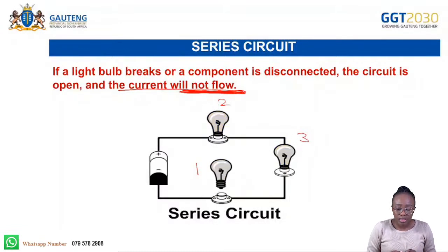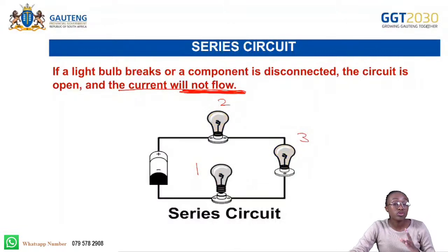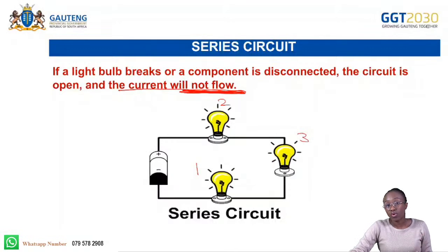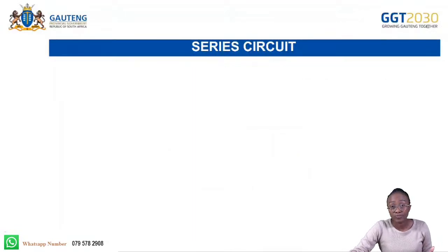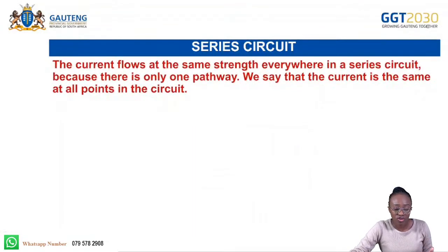So that is another disadvantage of a series circuit. If a light bulb breaks or a component is removed, the circuit will become open, no current will flow. So it will affect all the other components within the circuit, and they are not going to function.